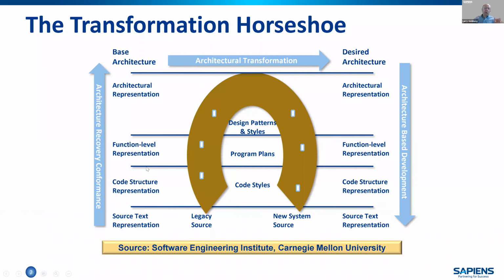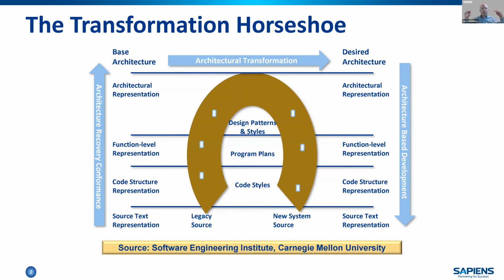So I want to talk very briefly about the transformation horseshoe. I'm sure many of you are knowledgeable of this transformation horseshoe. It was really invented over a decade ago by Carnegie Mellon, the Software Engineering Institute. And they devised this horseshoe. The notion of the horseshoe is that it's a three-sided shape. You have this notion of the architectural representation of the legacy or the base architecture on the left, the architectural representation of the desired architecture on the right.